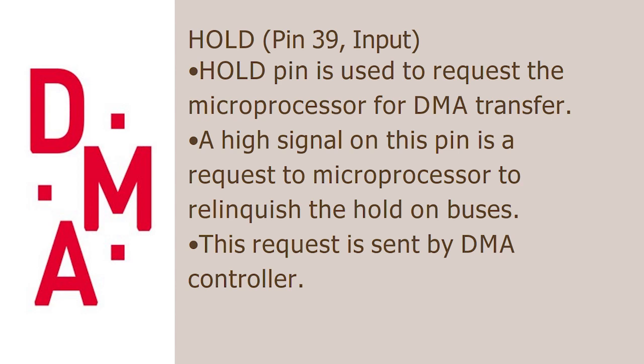This request is sent by the DMA controller when we have to transfer a huge amount of data. This request is given to the microprocessor through pin number 39. So once the pin number 39 input goes high, the microprocessor understands that the DMA is going to transfer a huge amount of data between the memory and input-output devices.